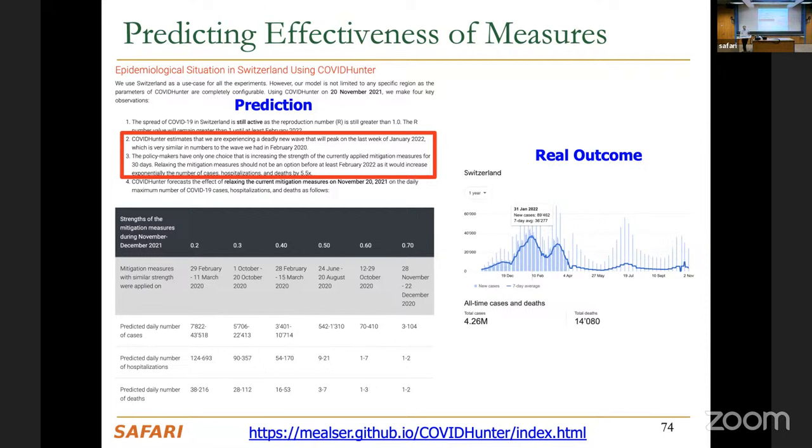We also mentioned that the policymakers have only one choice, which is increasing the strength of the currently applied mitigation measures for 30 days. Relaxing the mitigation measures should not be an option before at least February 2022, as it would exponentially increase the number of cases, hospitalizations, and deaths by 5.5 times. They haven't reduced the restrictions, but they also didn't increase them. But essentially, using this simulation modeling, you can also make predictions.